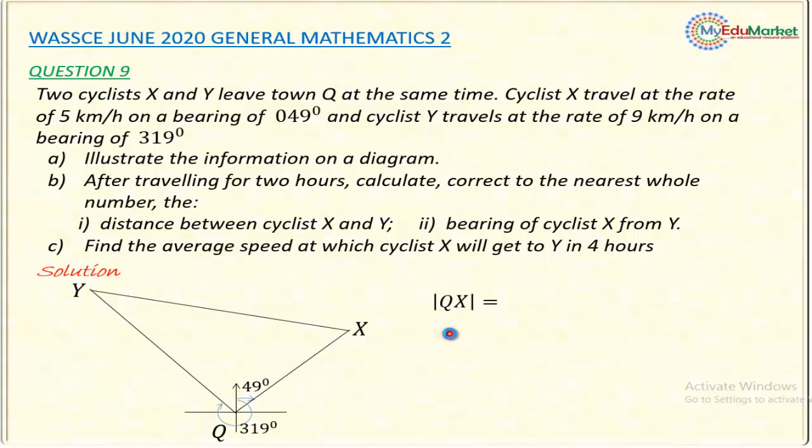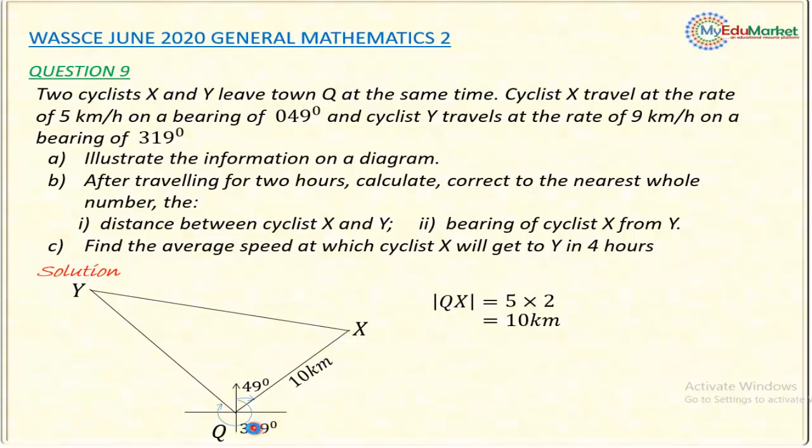So distance QX, using the concept distance equals speed times time. QX is the distance cyclist X travels after 2 hours, and the rate at which he moved, that is his speed, is 5 km per hour. So it's going to be 5 multiplied by 2. 5 is the speed, that is the rate, times 2 hours. In question B, we have to find the distance apart after 2 hours. So I have the 2 hours now, speed times time. This gives answer 10. So QX is 10 kilometers, from Q to X.